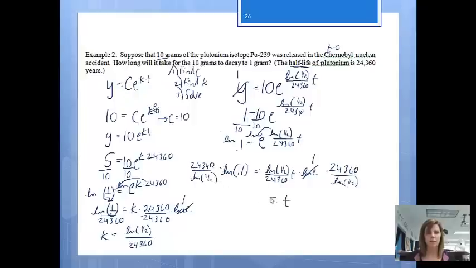Okay, and then we'll get t equals, at this point in time, now I can grab my calculator and I will plug this into my calculator, and when I plug that into my calculator, I will get 80,922.168 years. So if I just started with only 10 grams, which is not a lot at all, from the Chernobyl nuclear accident, it would take 80,000 years for that to decay to 1 gram. So if you can just think of all of the grams that were actually released in that nuclear accident, that's why Chernobyl has such a big mess.